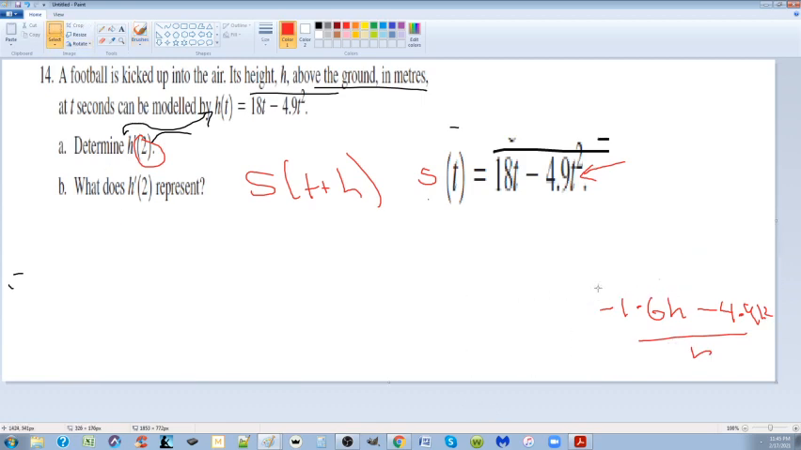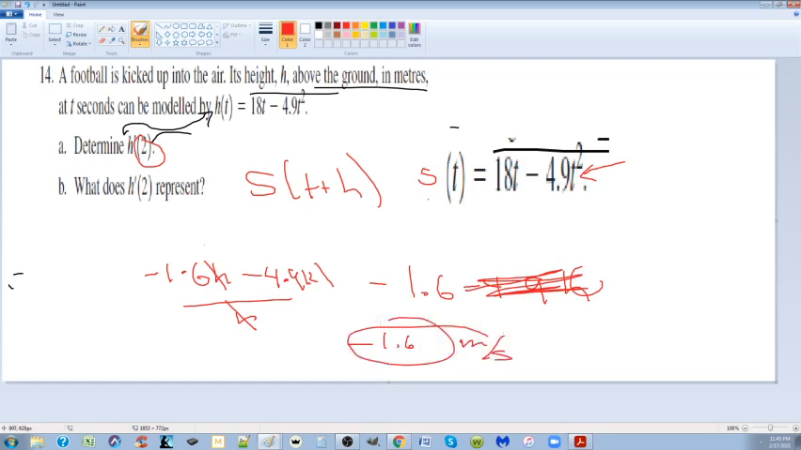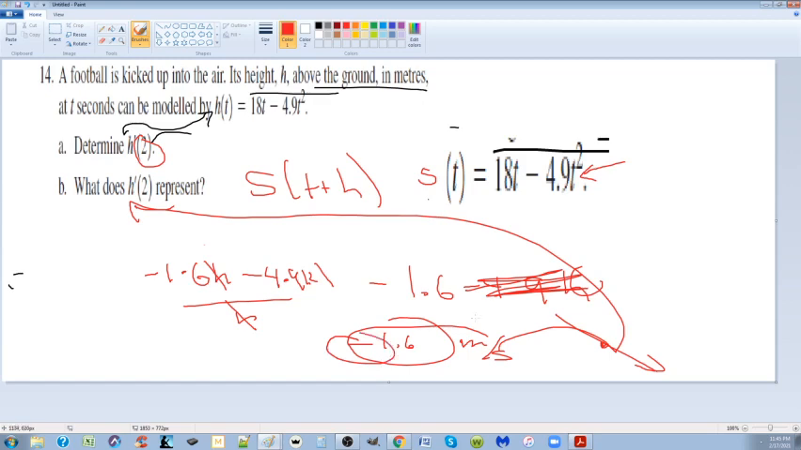Okay. You're going to discover that when we cancel out these h's, you're going to be left with minus 1.6 minus 4.9h. And as h approaches 0, this whole thing becomes 0. So we've got minus 1.6 meters per second. And that's how fast the velocity of this ball is falling at that particular point. The reason it's negative is because we've reached the peak of the vertex and we're coming down.